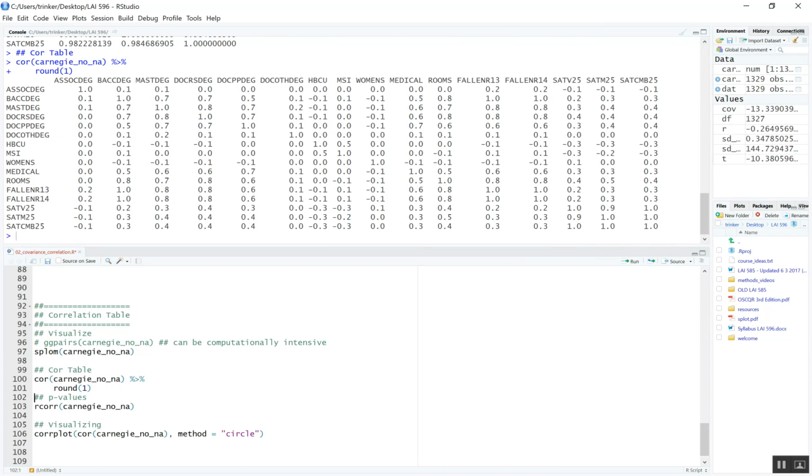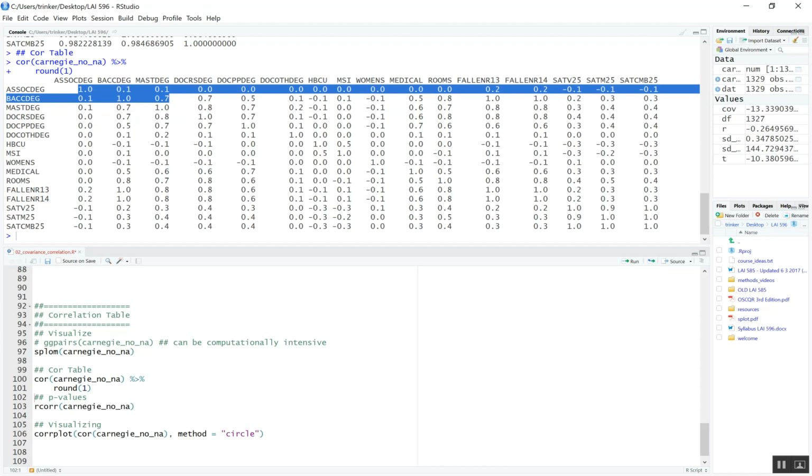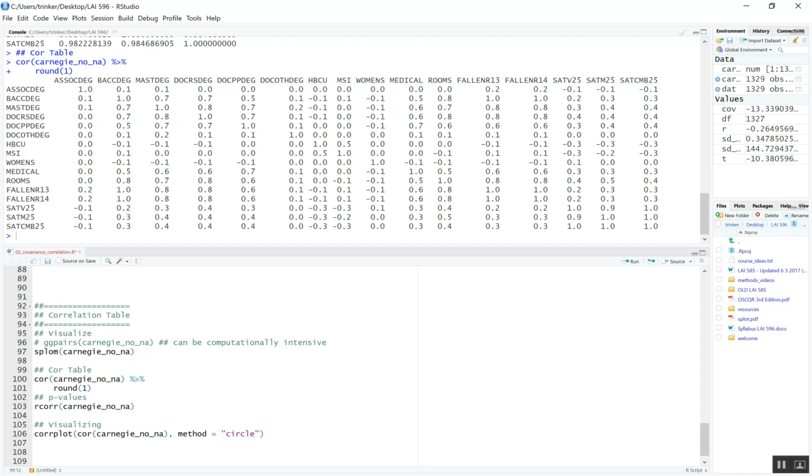Still kind of hard to see what's what, but you can see some negative values popping out. You see the diagonals are all 1, which makes sense. But it's kind of hard to make out. I see a couple stronger correlations here between fall enrollment 13 and doc degrees. I see fall enrollment and bachelor degrees, a strong correlation near 1.